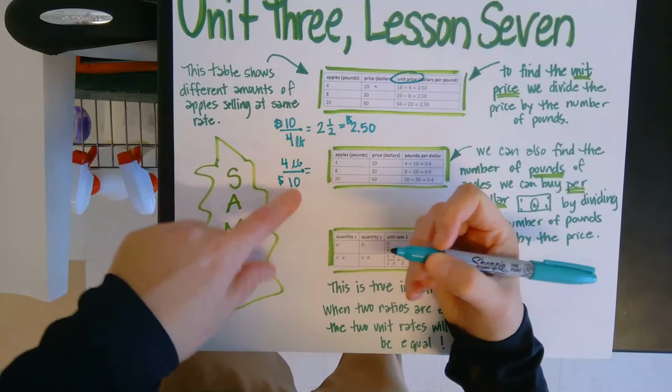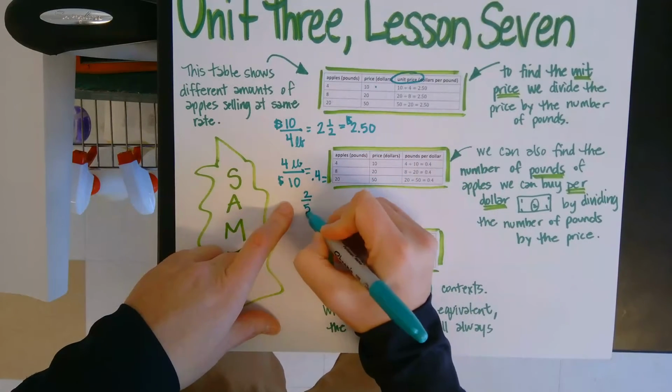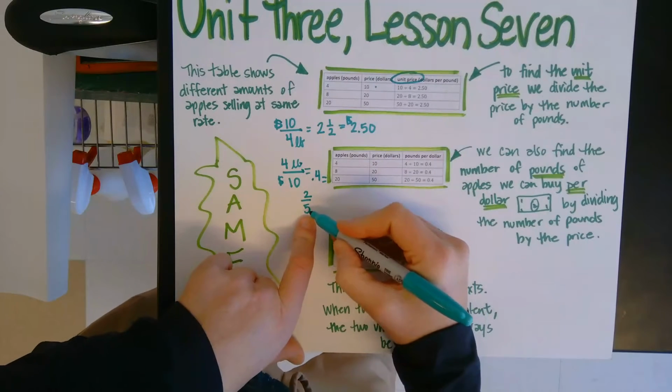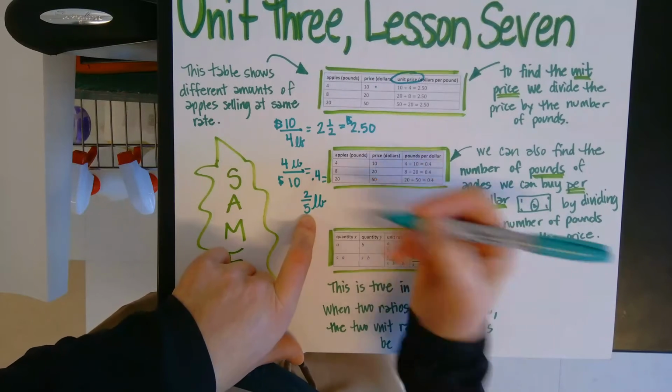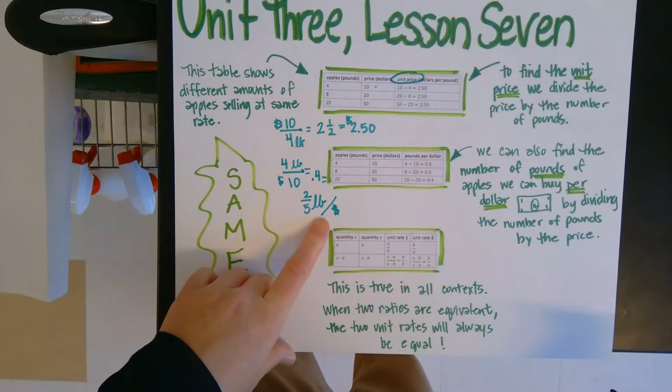And when I divide 4 by 10, I get 4/10, which is the same as 2/5. So that means I can get 2/5 of a pound of apples per dollar.